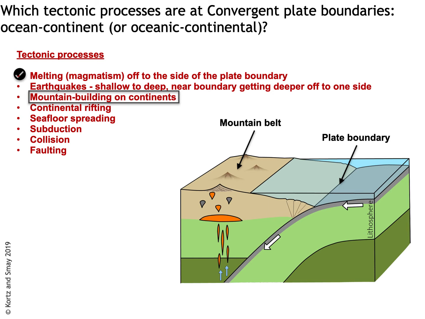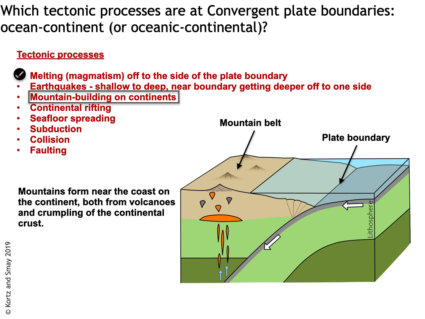Let's talk mountains or mountain building. So mountains form near the coast on the continent at this type of plate boundary, both from volcanoes and crumpling up and down of the continental crust. So they're going to be in a line that's parallel to but offset or off to the side of the plate boundary. So again, mountains are forming both by volcanoes and by uplift of the crustal area.